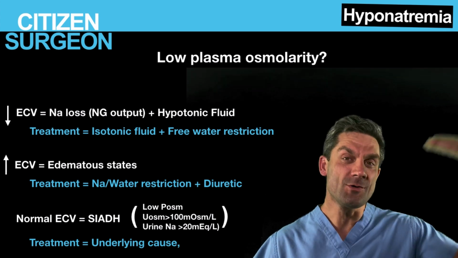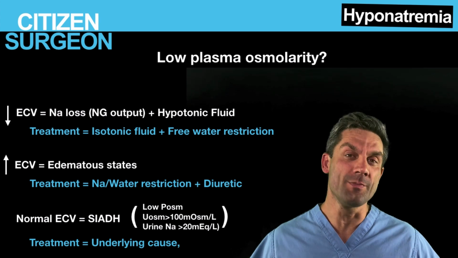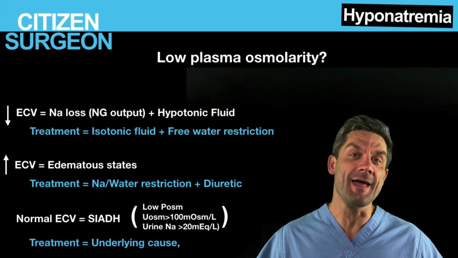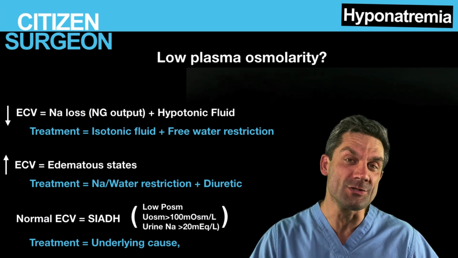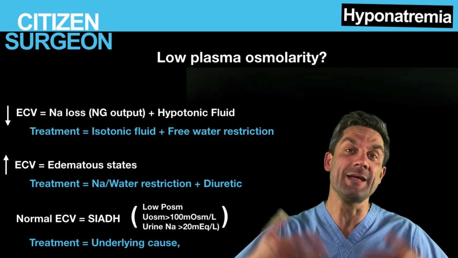So if you have increased extracellular volume, so that's our edematous states, and you have low plasma osmolarity and hyponatremia, what's the treatment for that? The treatment for that is going to be sodium and water restriction, then usually a diuretic. And that'll bring your sodium levels up. Again, getting rid of water.